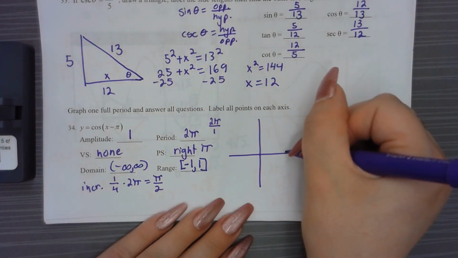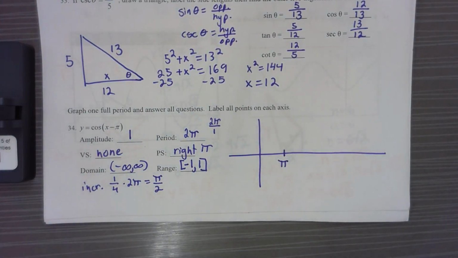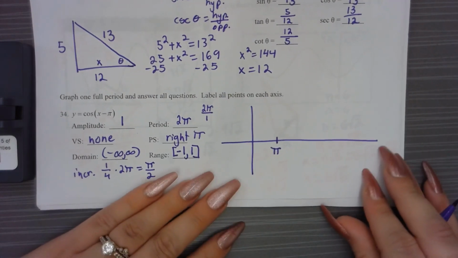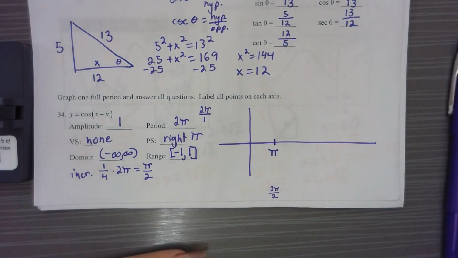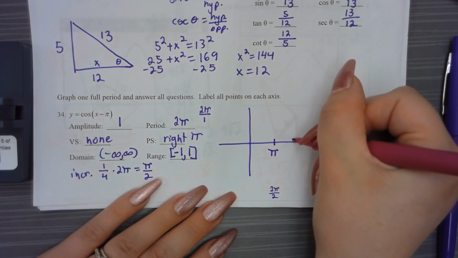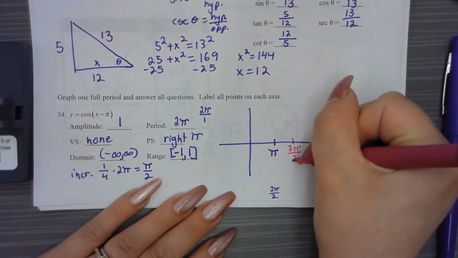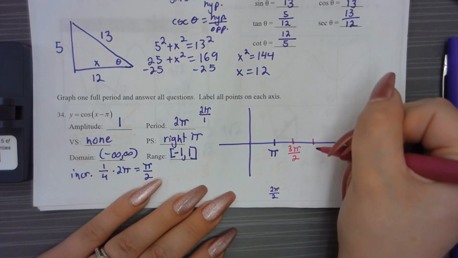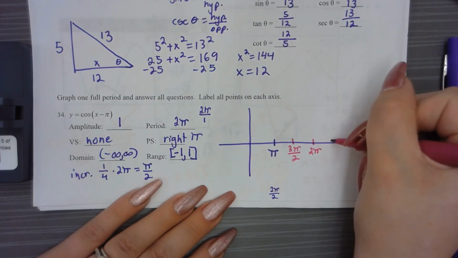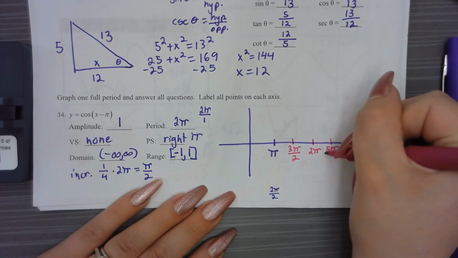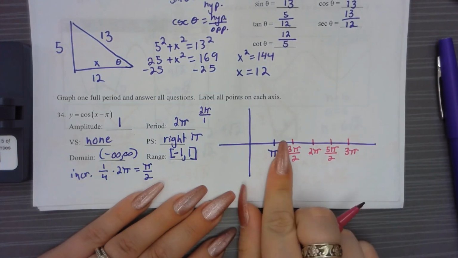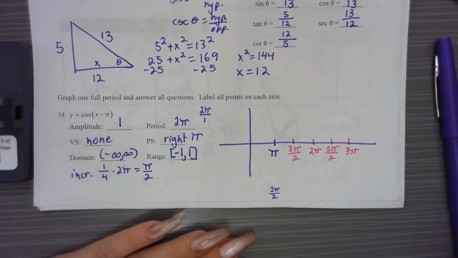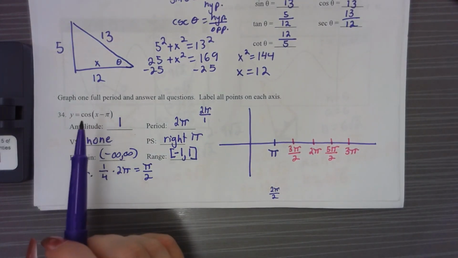First we're shifting to the right by pi. And then from there, we want to add pi over 2 each time. In case you're struggling with fractions, another way we can write pi is 2 pi over 2. So my next tick mark from there should be 3 pi over 2. From there it would be 4 pi over 2, which would give me 2 pi. From there it would be 5 pi over 2. And from there it would be 6 pi over 2, which is 3 pi. Again, that gives us 1, 2, 3, 4 increments.